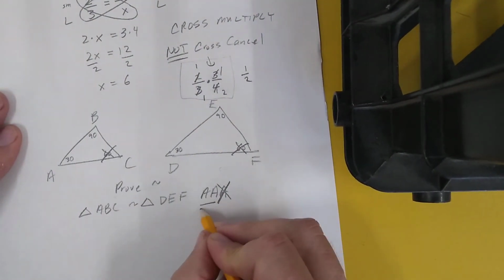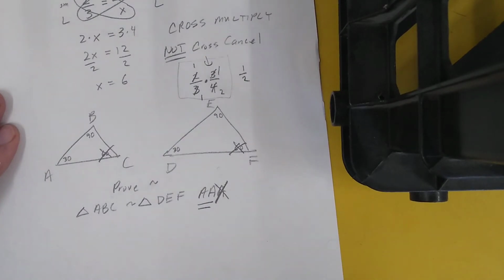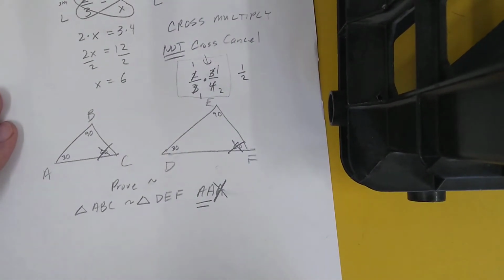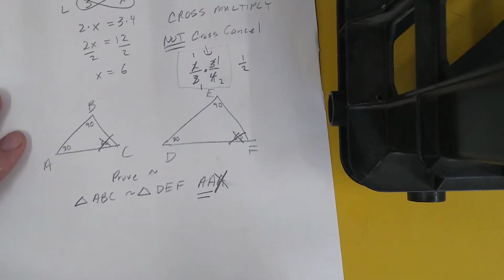So we just call that AA. It's not AAA technically. You could figure out that third angle, there's an edge. So that is one way to prove two triangles are similar.